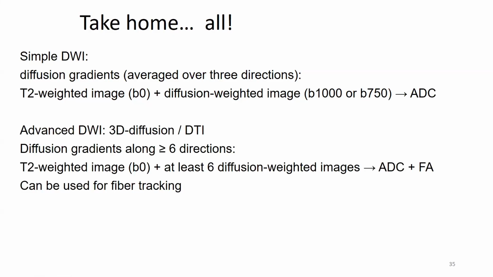Then we have advanced diffusion-weighted imaging, which we also call, or in 3D, which we call DTI. Then we need diffusion gradients along at least 6 gradient directions. Again, we need reference images. And from the diffusion tensor, we can calculate again the ADC, but in this case also the FA. And the FA has a certain color. We can have the direction, and it can be used for fiber tracking or tractography. That's the same.